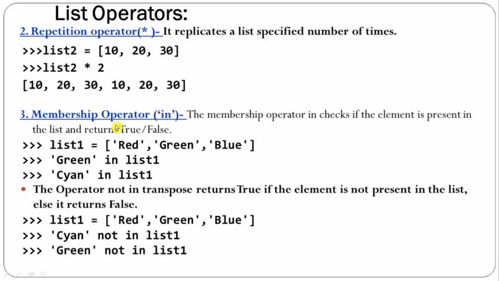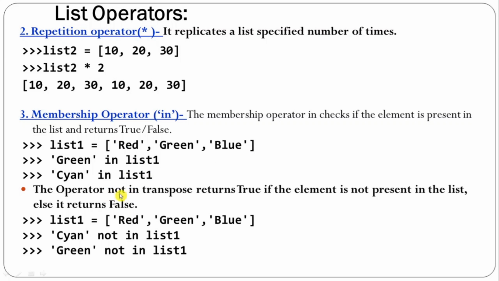The third operator is the membership operator, in. This operator checks whether an element is present in a list or not and returns true or false. For example, list1 contains 3 colors, and if we give 'green' in list1, this statement checks whether this specified item green is present in list1 or not. Since green is present in list1, it will generate true as a result. And in the next statement, 'cyan' in list1. Since cyan is not present in this list, the output will be false.